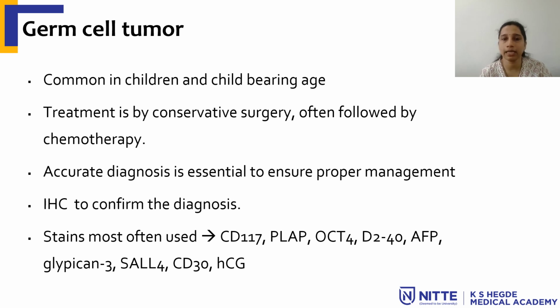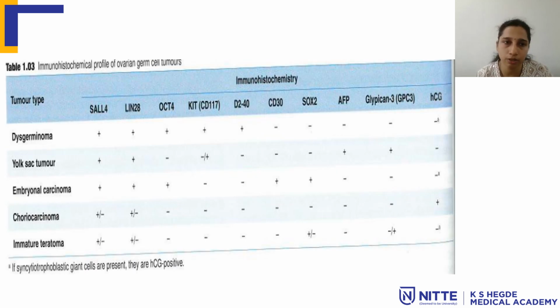So IHC can be really helpful in confirming the diagnosis. So the set of markers we use here are CD117, PLAP, OCT4, D2-40, AFP, Glypican, SALL4, CD30, HCG. So these will be positive in various subtypes of germ cell tumors. So this is the table showing various markers and their positivity.